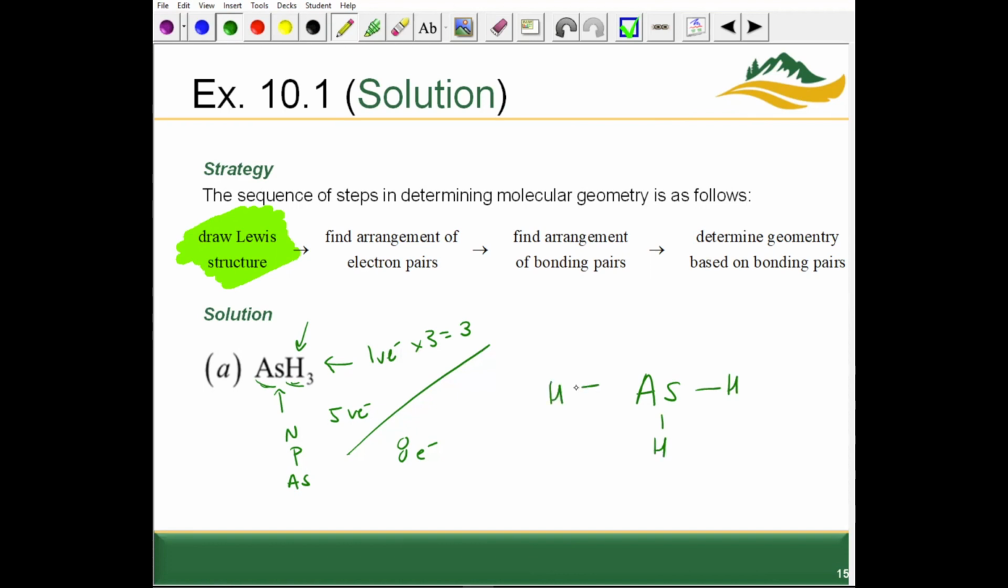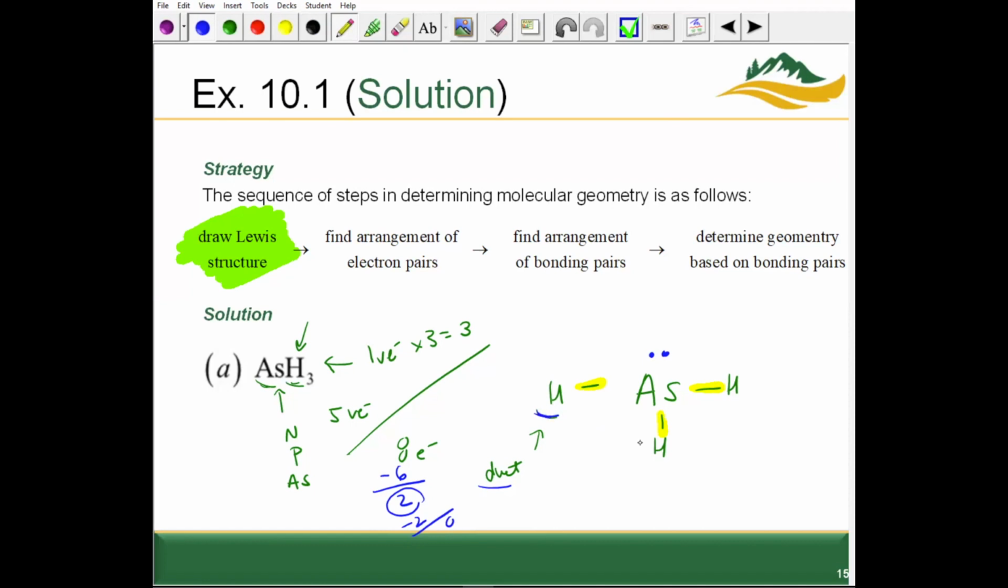Just drawing the skeleton, we know hydrogen wants a filled duet, so here already it has a filled duet. How many electrons have we used so far? Well, 2 in each bond, so 1, 2, 3, 4, 5, 6. That means we have 2 electrons remaining, and we're looking at what doesn't have a filled duet or octet. Currently, arsenic only has 6 electrons around it. It needs 2 more for a filled octet. Putting that lone pair there on arsenic, now we've used up all the valence electrons.